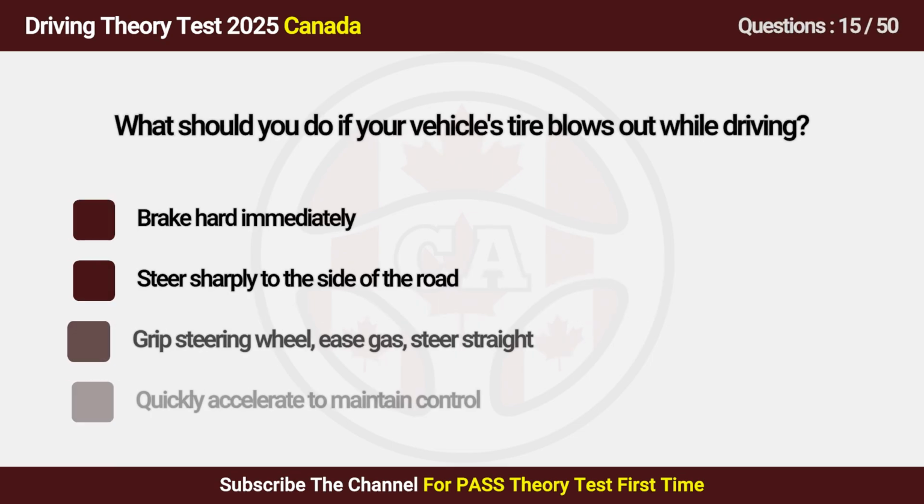Question 15. What should you do if your vehicle's tire blows out while driving? A. Brake hard immediately. B. Steer sharply to the side of the road. C. Grip steering wheel, ease gas, steer straight. D. Quickly accelerate to maintain control.